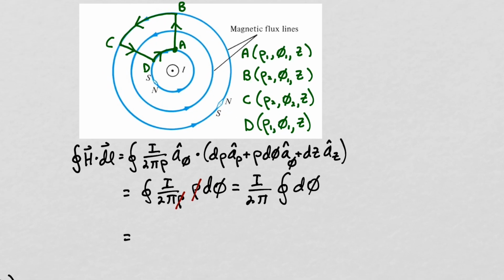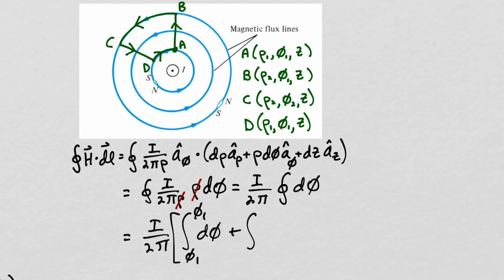So when we integrate from a to b, phi will go from phi 1 to phi 1. When we integrate from b to c, phi will go from phi 1 to phi 2. When we integrate from c to d, phi will go from phi 2 to phi 2. And when we integrate from d back to a, phi will go from phi 2 to phi 1.